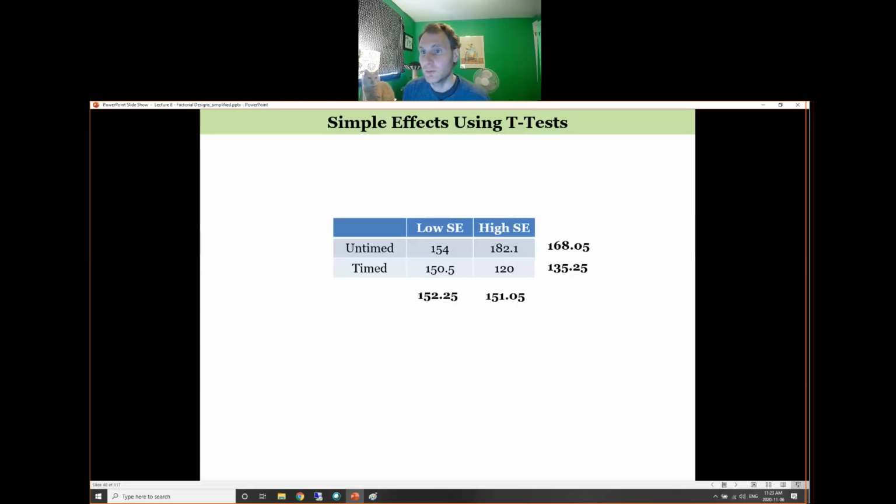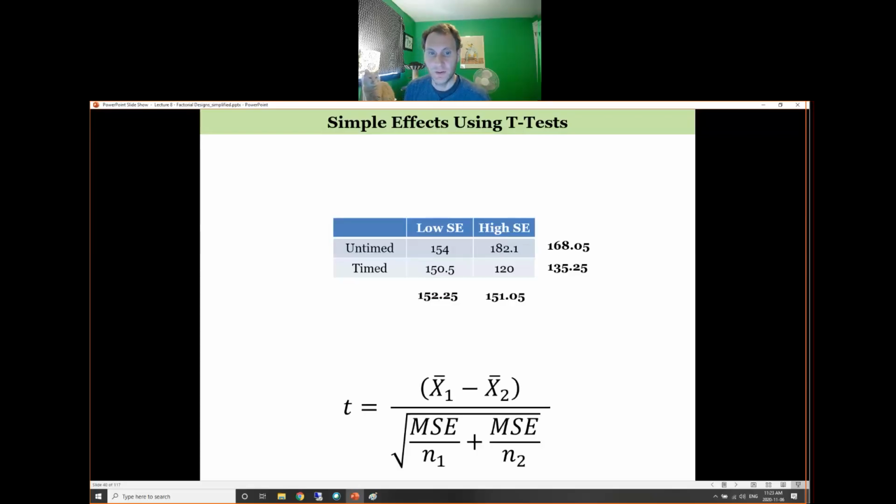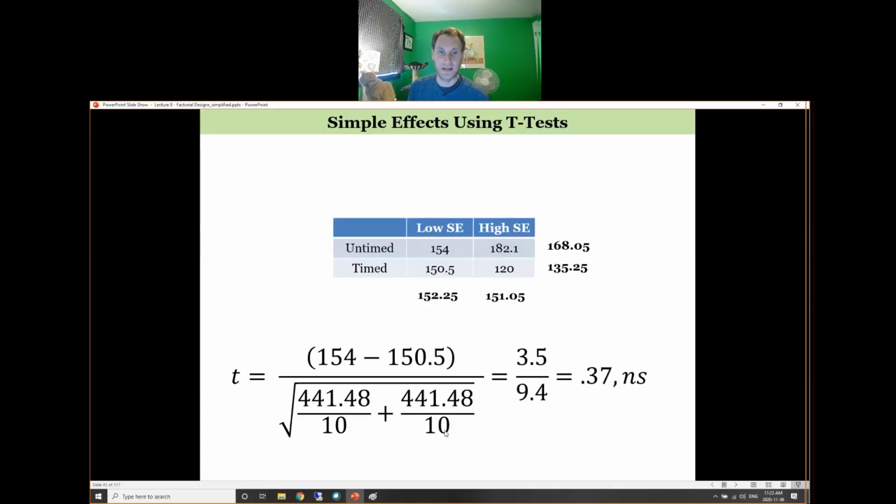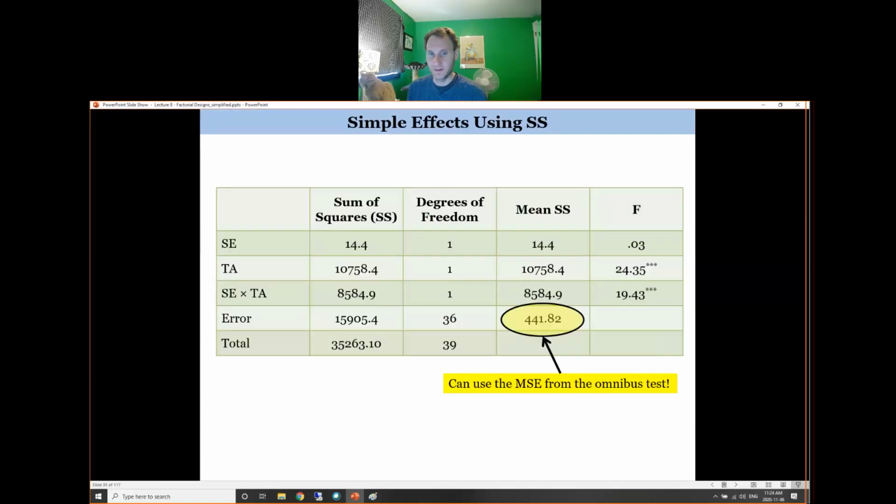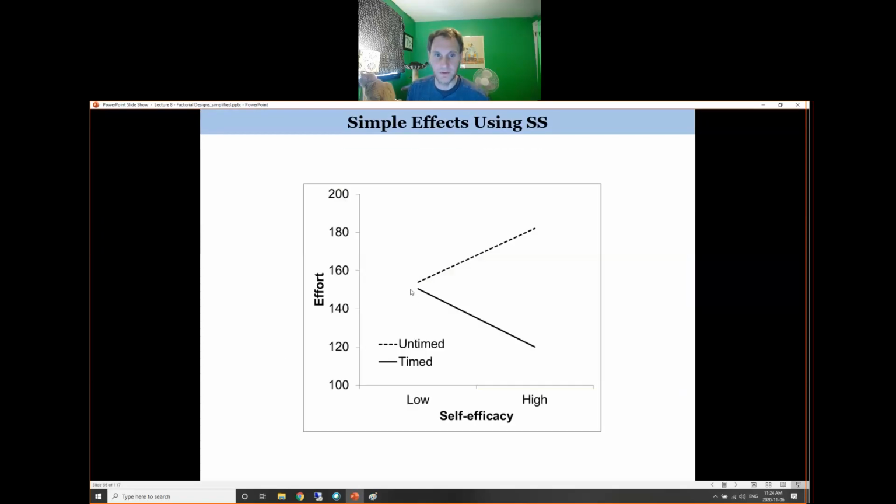We could also use t-tests here, right? We could compare means and use our mean squared error as our estimate to probe this interaction. So for example, if I wanted to test the effect of timed versus untimed at low self-efficacy, I think it helps to look at the figure. So I'm looking at this comparison here, timed versus untimed at low self-efficacy. Is that little tiny gap there significant?